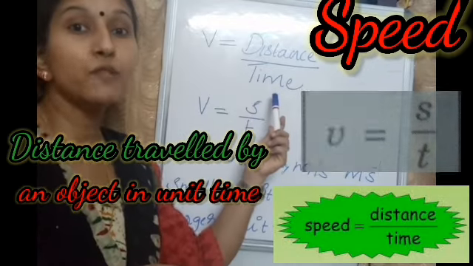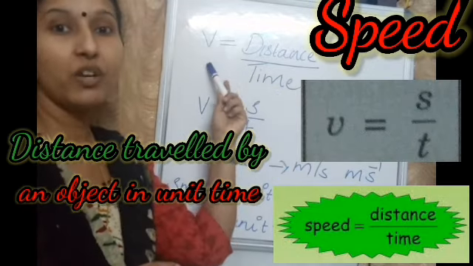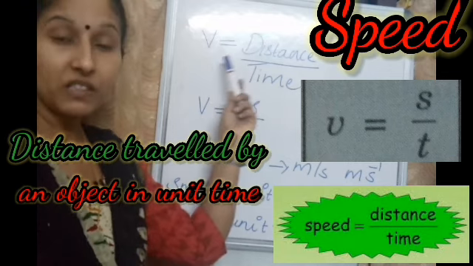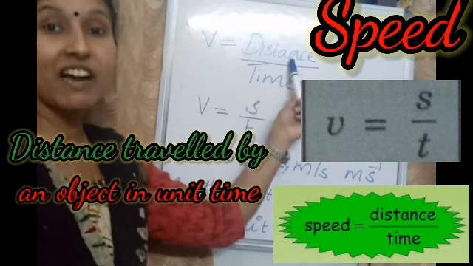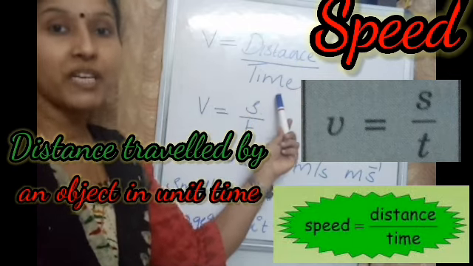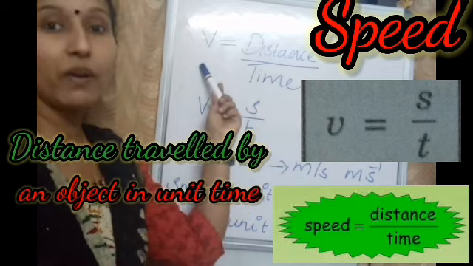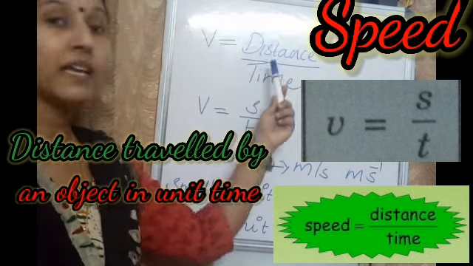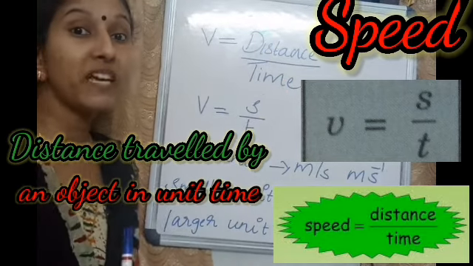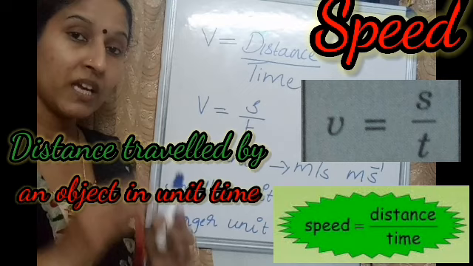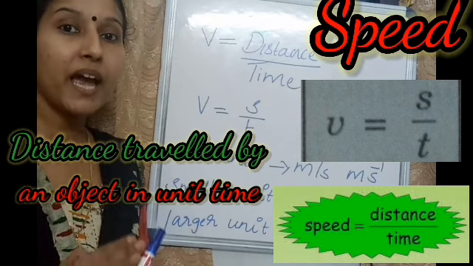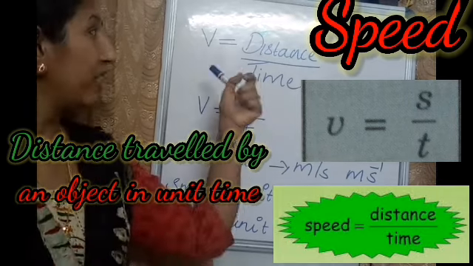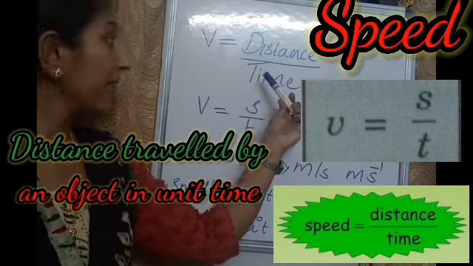Which symbol can we use for speed? V. We can use V to denote the speed. And speed is the distance covered by an object in unit time. That means V equals distance by time. What is the definition of speed? Speed is the distance covered by an object in unit time, like V equals distance by time.